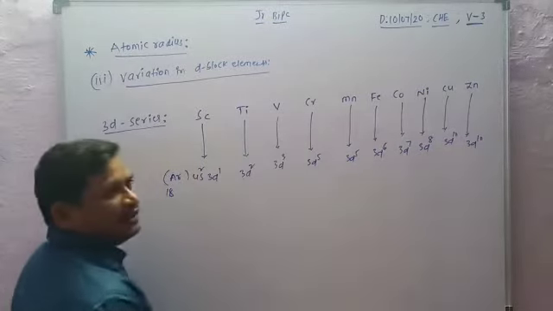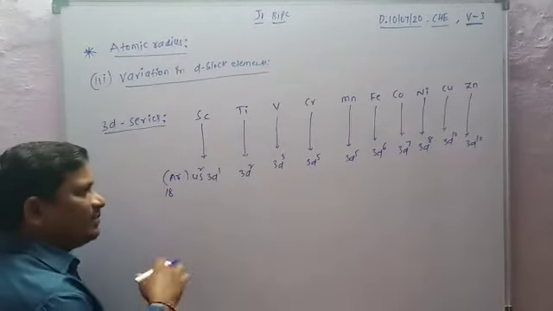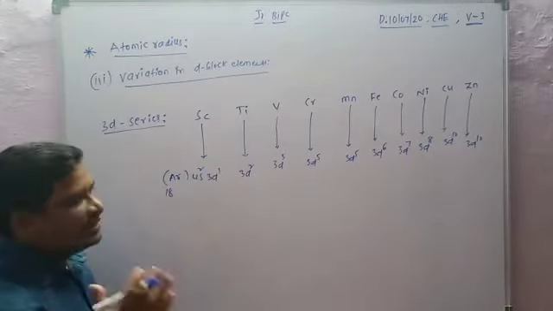From left to right, atomic number increases and the number of electrons increases, but the differentiating electron enters the same energy level, that is 3d. So as the number of electrons increases in a particular shell, nuclear charge increases and size decreases.